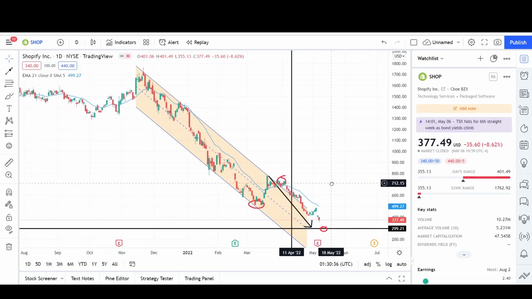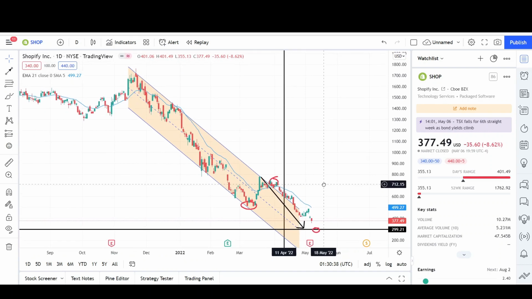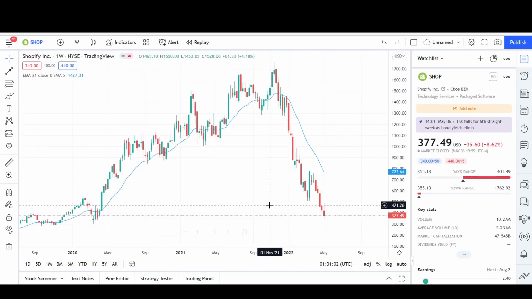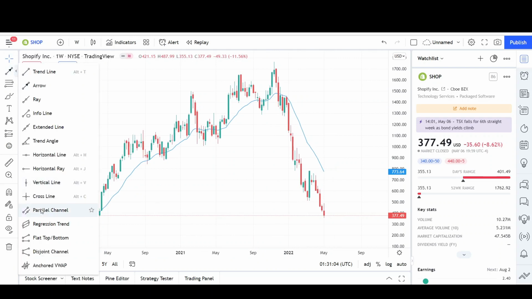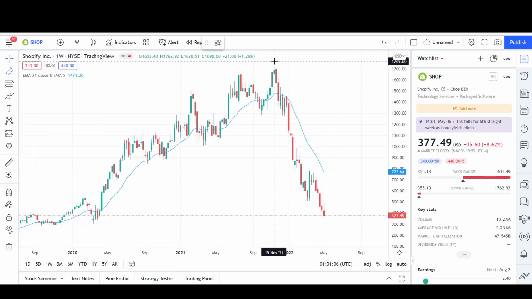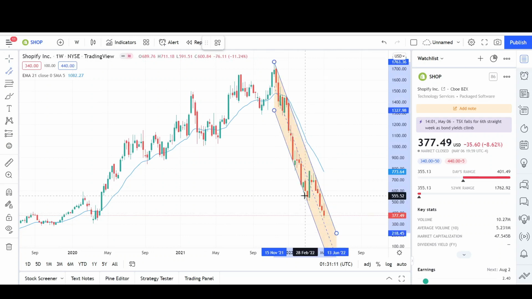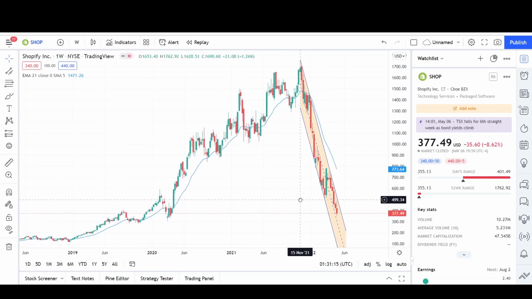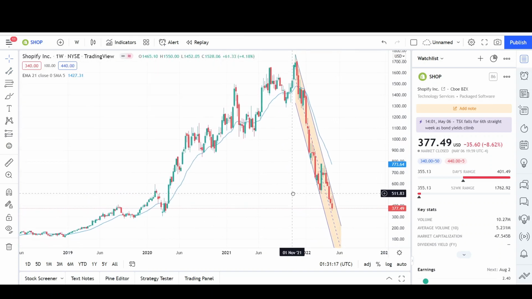So that's everything I have on the daily chart. Let's go and wrap this up on the weekly chart. Here we have the weekly chart for Shopify, and it's dropping like a rock. I have no affiliation to this stock at all. I have no shares. I don't care if it goes up or down. I'm just showing you guys what I see on the chart, and this is exactly how I would be trading this stock if I was going to take a position.